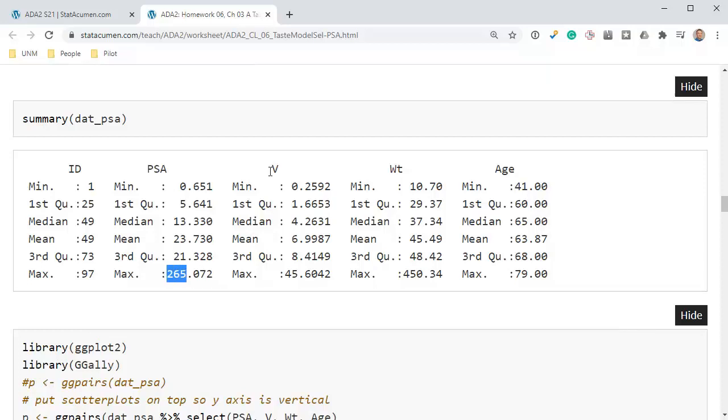We see that same pattern with volume, sort of small to 8, and then a big jump to 45. Weight goes from 10 to 48, and then jumps to 450. But age, it sort of looks symmetric here. The mean is around 65, center's around 65, going down to 40 and up to 80.